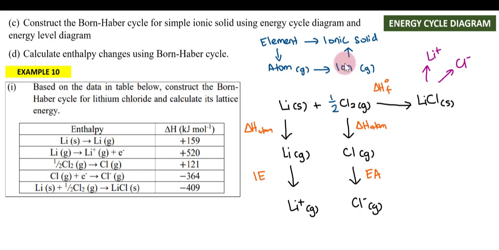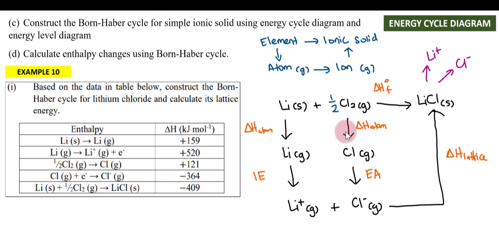And then last but not least, from our gaseous ion, which is Li plus gas and Cl minus gas, we add this together, it will form, we are going to put our arrow into the lithium chloride solid. So ion gas will go to the ionic solid. So this one is the lattice energy, right? The lattice energy. So this is our cycle.